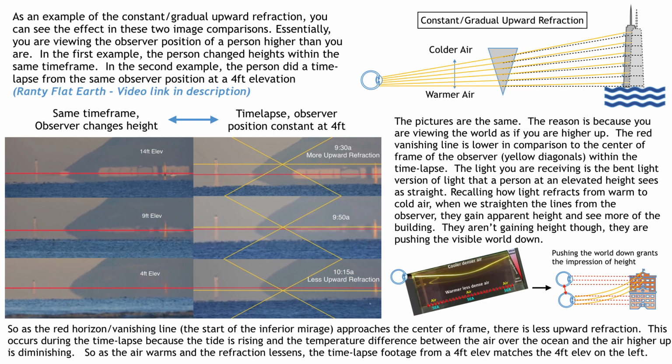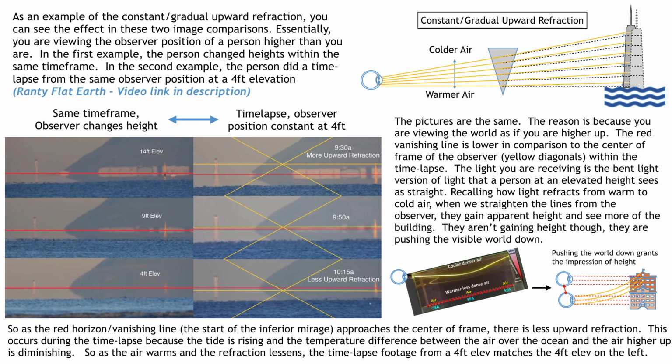So the red vanishing line again is lower in comparison to the center of frame of the observer, which is again done by the yellow diagonals within the time lapse. The light you are receiving is the bent light version of light that a person at an elevated height sees as straight. So recalling how light refracts from warm to cold air, when we straighten the lines from the observer, they gain apparent height and see more of the building. They aren't gaining height though, they are pushing the visible world down.